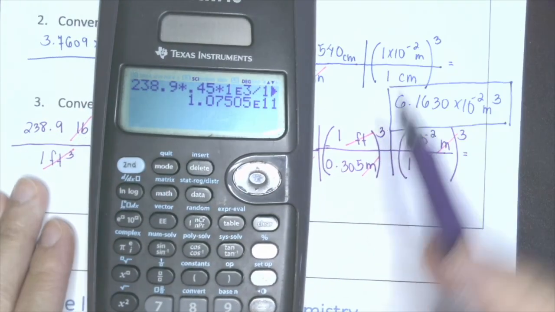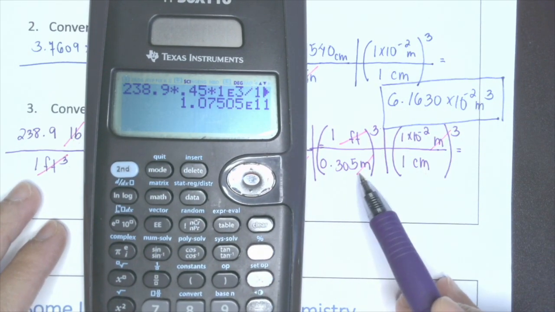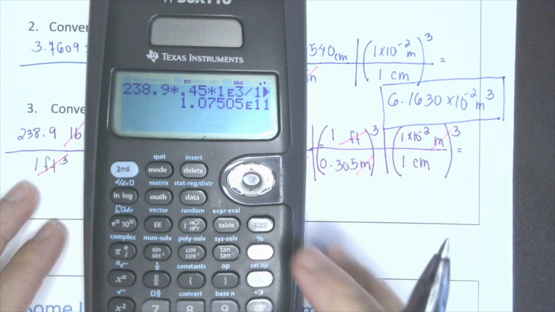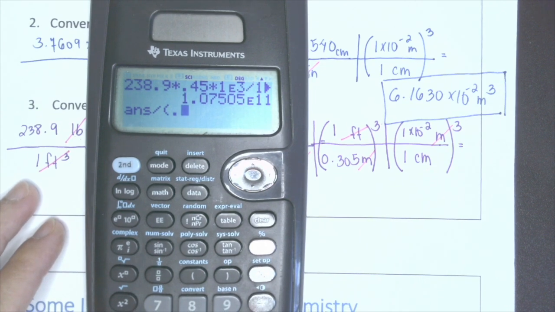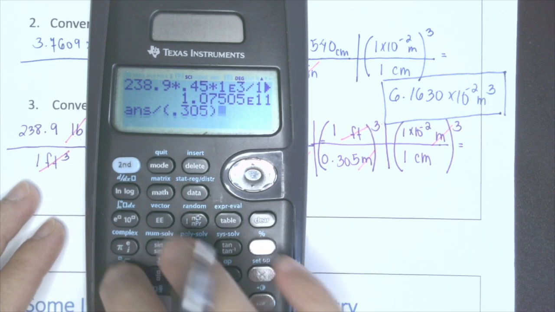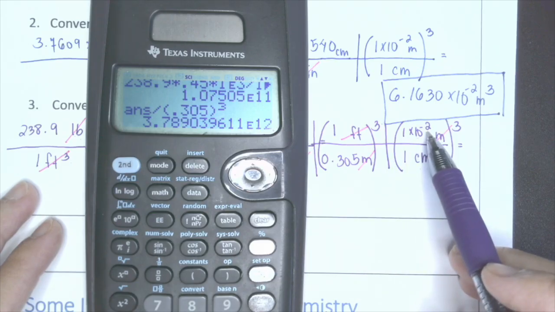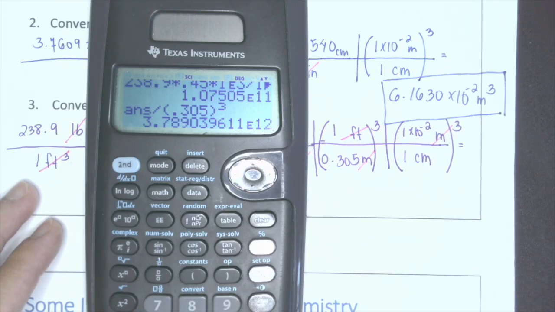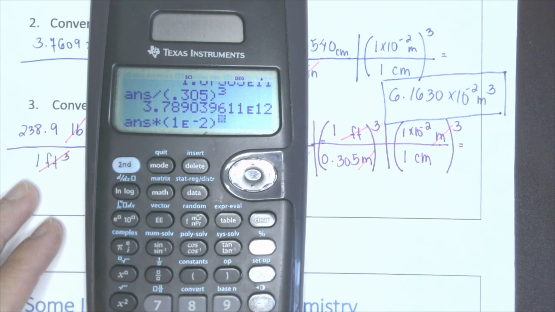And then we have to tackle this last part. Okay, the 0.305 is in the denominator, so we're going to divide. So that's divided by, and it is cubed, so we're going to go ahead and do that as well. 0.305, this whole thing is cubed. So far, this is the answer. And then the 1 times 10 to the minus second is in the numerator, so we're going to go ahead and multiply. And we have to remember it is still cubed, so we have to do that as well. To the minus 2, the whole thing is cubed.